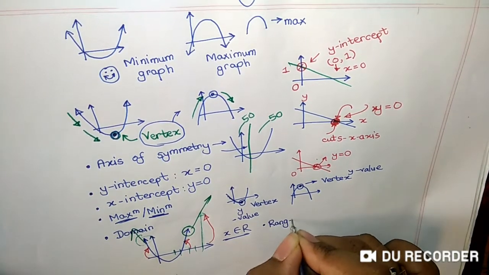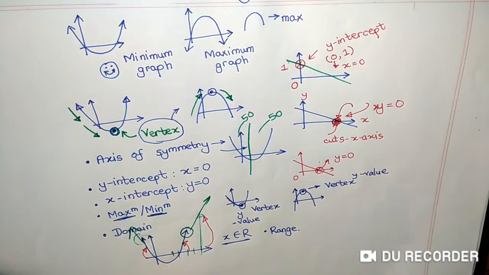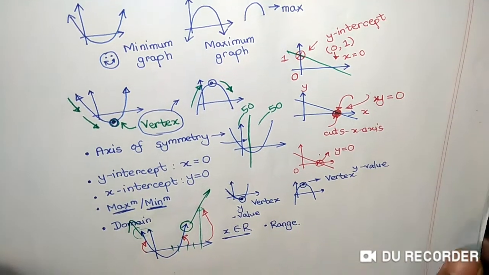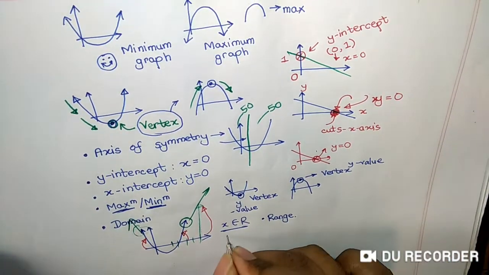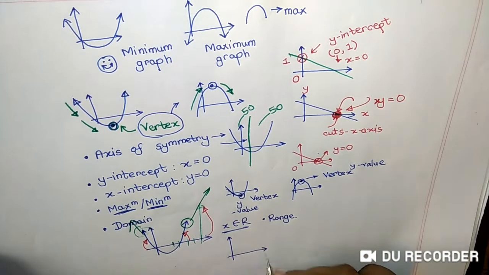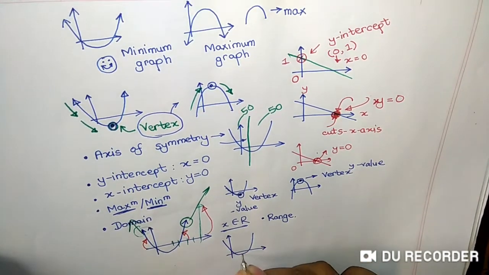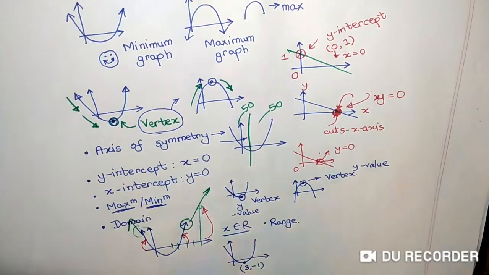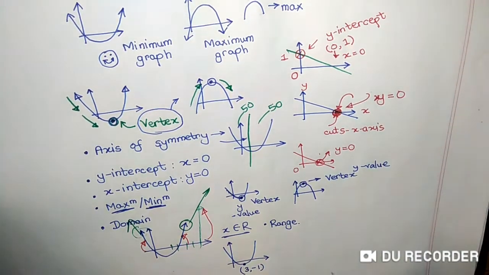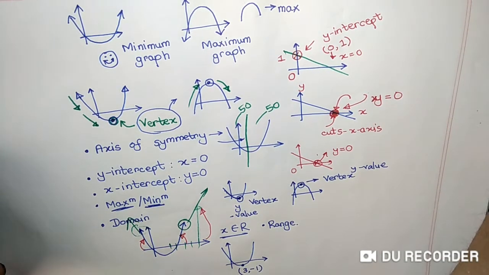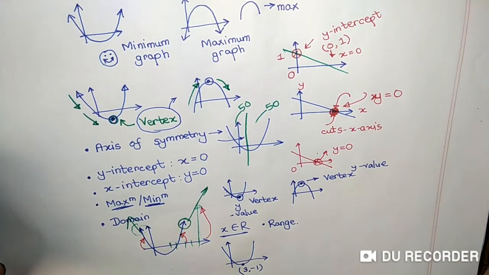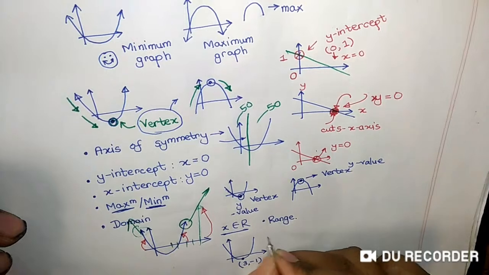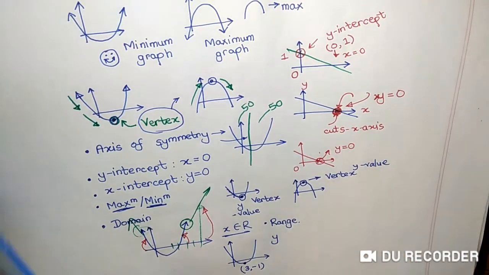So, the range of the function. To get the range of the function, you need a little bit of visualization. Say for example, my graph is moving like this, and at this point x is 3, y is -1. Domain actually gives us the x value, but the range will give us the y value. So we have to write y.